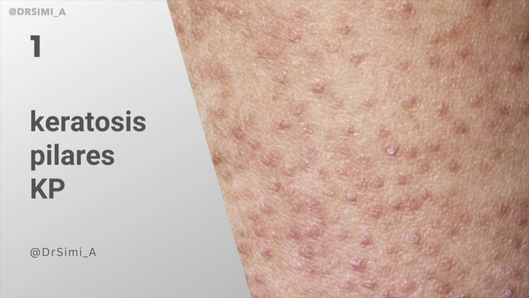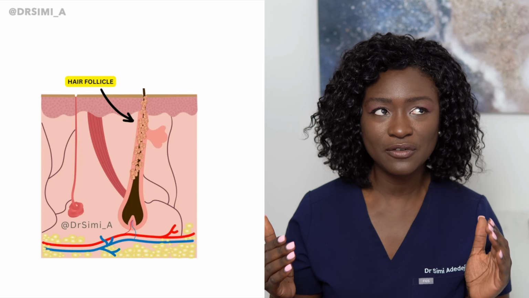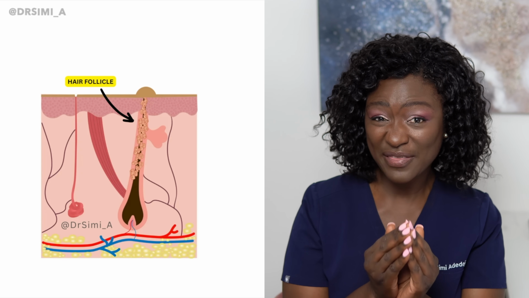It's important to know what the cause is because this is going to be key in choosing products and treatments to improve the appearance. Okay, so we'll start with KP. KP is a dry skin condition which causes the hair follicles to become blocked by dead skin cells and the protein keratin, and this then forms a bump that's centered around the hair follicle. KP feels bumpy and it feels rough.